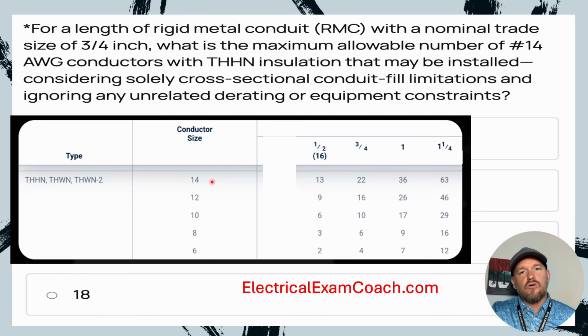Then we need to come across the top of the table until we find our respective size pipe. And this is where the 3/4 inch comes in. So we come across the top of the table until we find 3/4. Then we're going to come down and we're going to tee off with the number of conductors that conduit, raceway, or tubing is allowed to hold. And in this case, we find that it's 22.